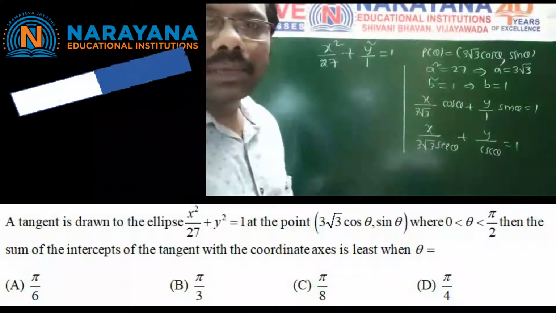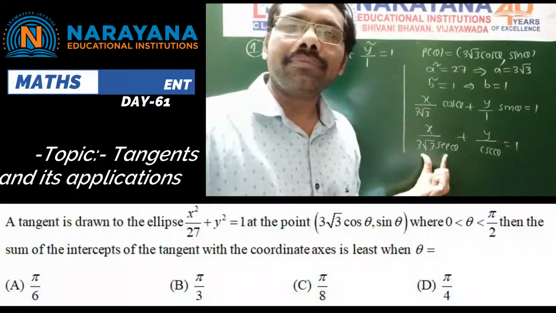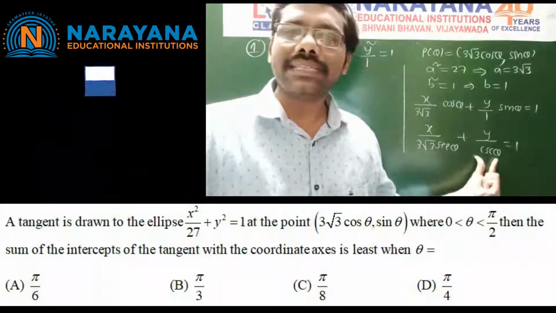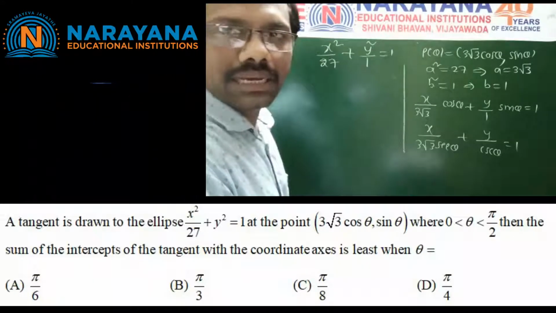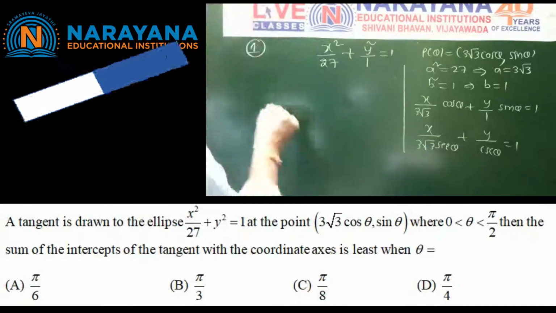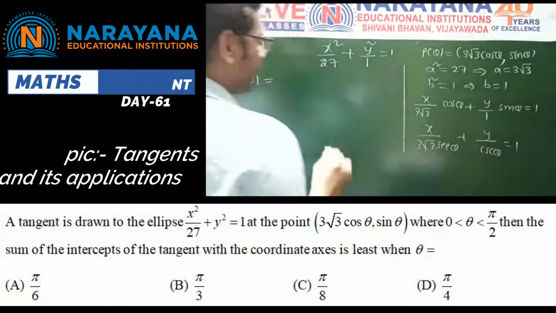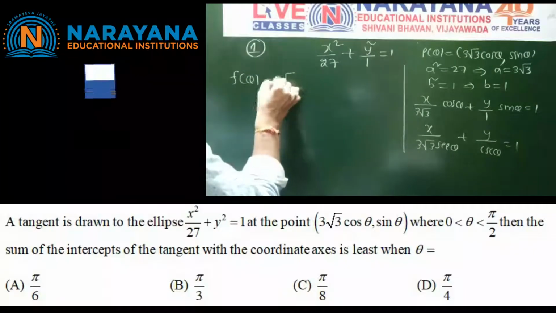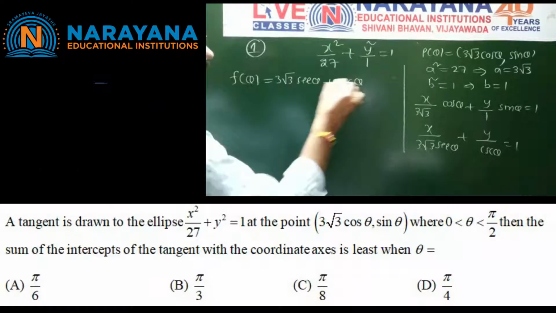What is the sum of the intercepts? Here 3 root 3 secant theta is the length of the x-intercept, and cosecant theta is the length of the y-intercept. Now you have to find when the sum of the lengths of the intercepts is least, that is, the value of theta. The sum of the lengths of the intercepts is 3 root 3 secant theta plus cosecant theta.